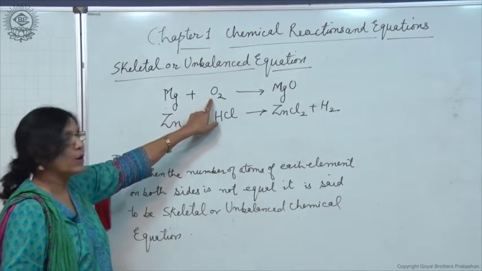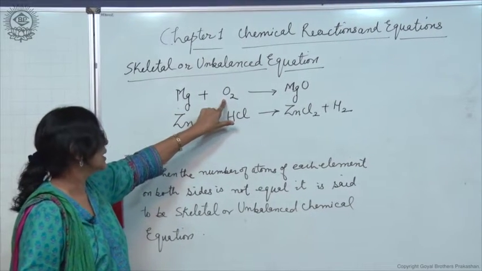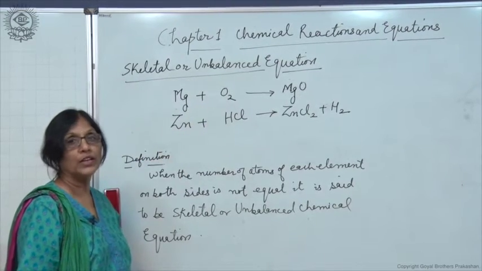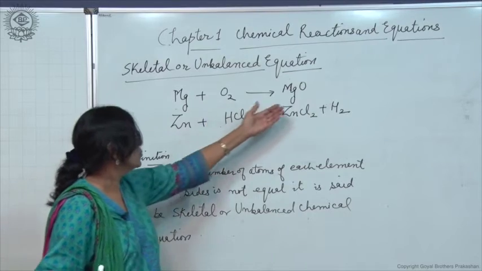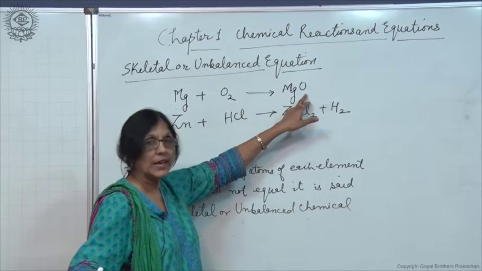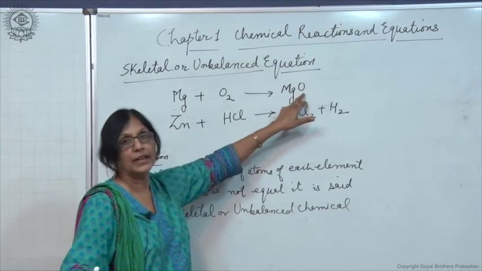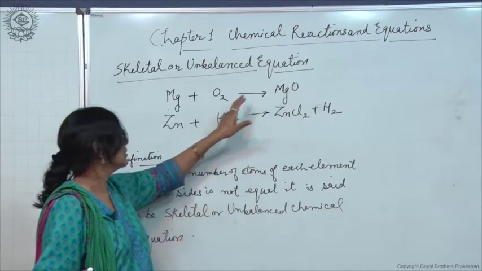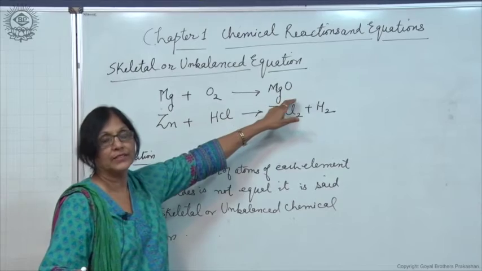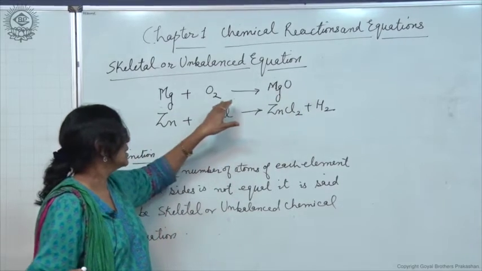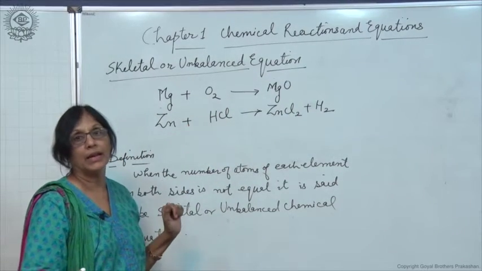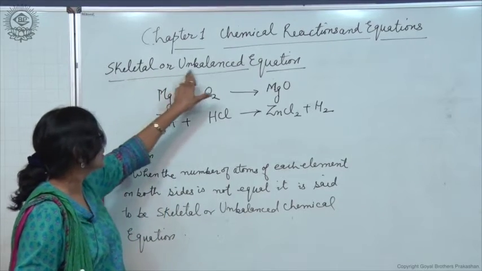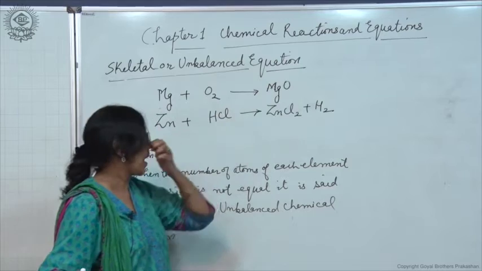Now, count the number of oxygen atoms on the reactant side. Oxygen atoms are 2 in number. Now, count on the product side, number of oxygen atom is 1 here. Number of atoms of oxygen are not equal on both sides. So, such an equation is called unbalanced or skeletal equation.